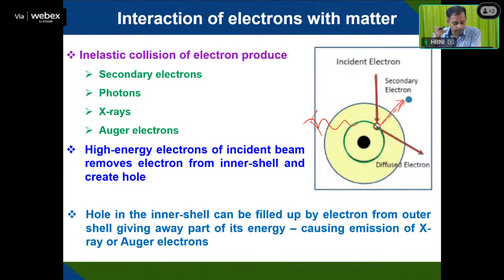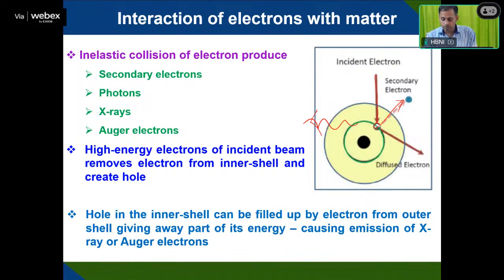The high energy electrons of the incident beam remove an electron from the inner shell. Mostly that inner shell electron is closely bound to the nucleus, so it gives more information than the loosely bound outer orbital electron. That's why in the case of X-ray photoelectron spectroscopy, we study the core electrons. We'll discuss those later.